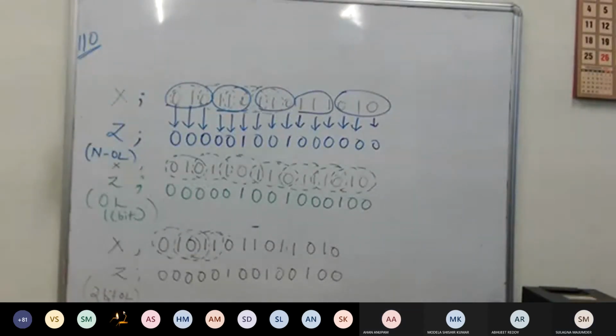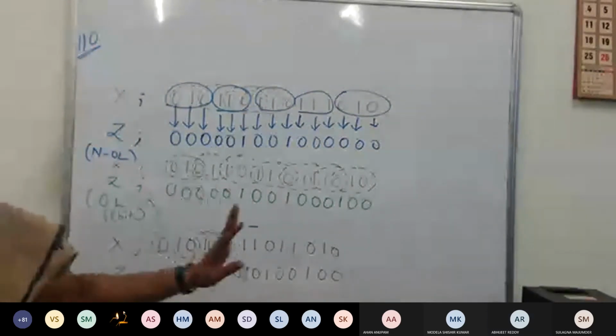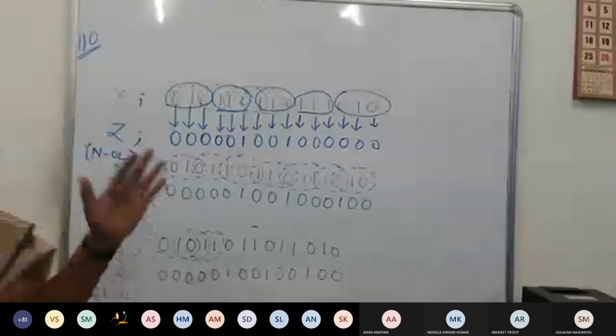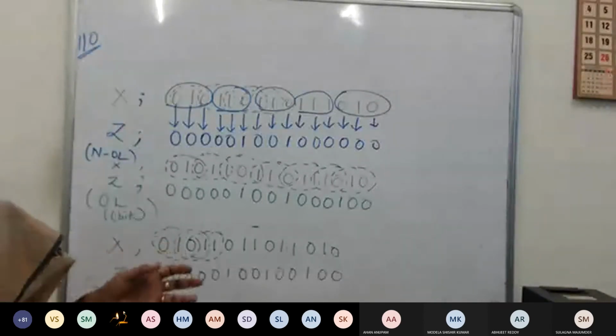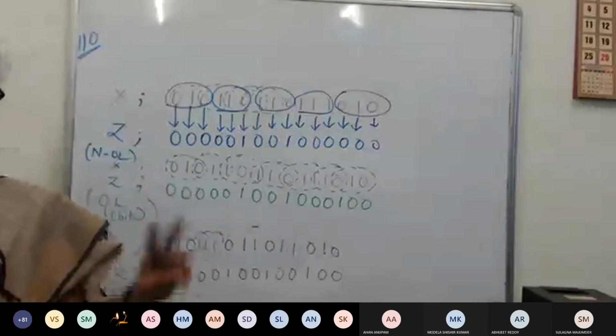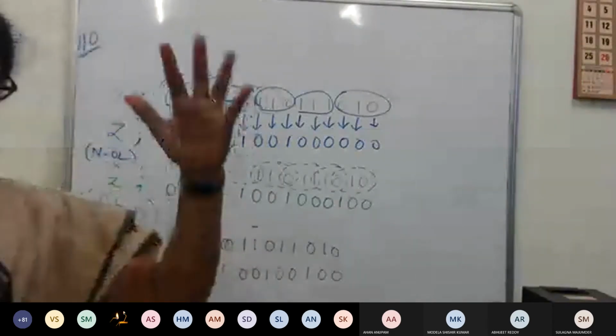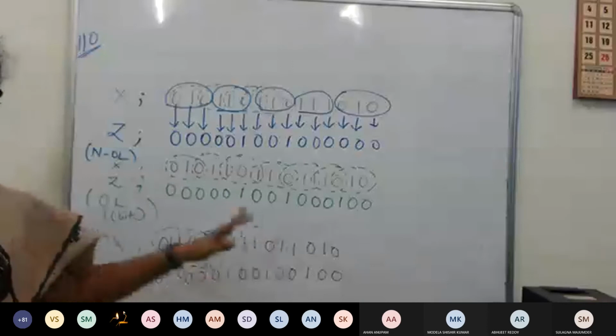Now let's check. For the same input sequence, because of our predetermined condition to detect 110, whether we have taken non-overlapping, overlapping of 1 bit, or overlapping of 2 bits, the output Z is different in each case. Is this clear? So this is the preface of your sequence detector. Now, to design such a machine, two people have proposed two different models. So now it is up to you.